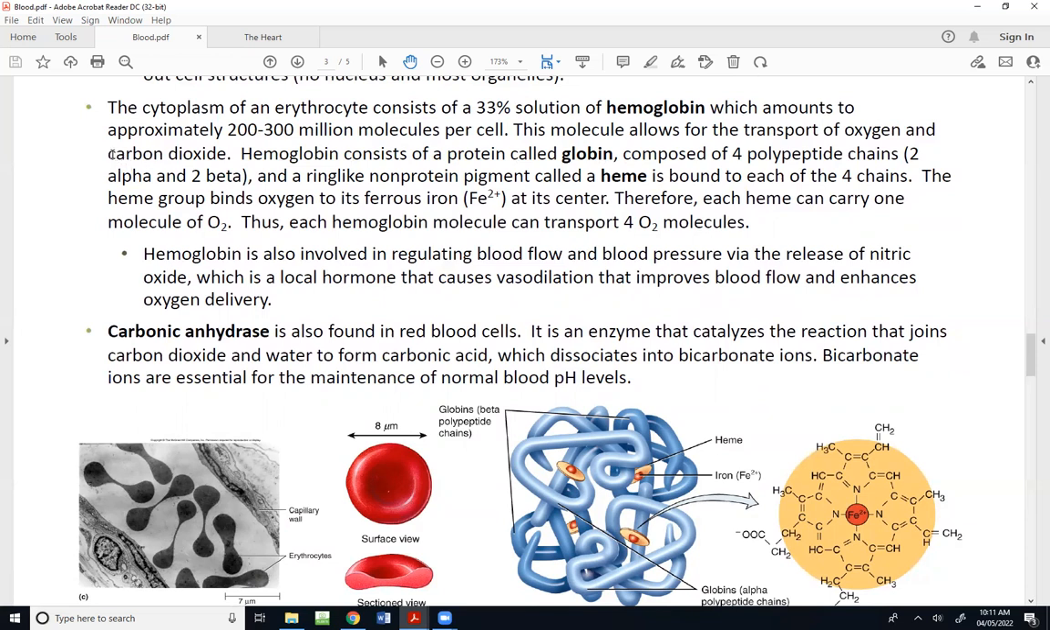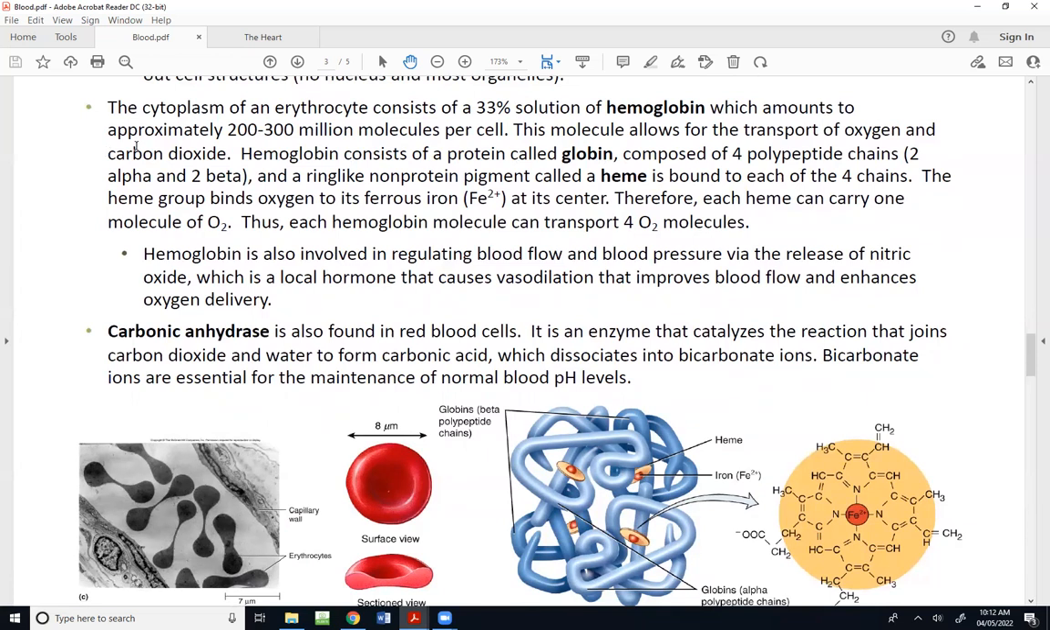Okay? It carries about 98% of the oxygen in our bloodstream. Okay? It doesn't combine with carbon dioxide and carry it as predominantly, only like 23% of your CO2 binds to hemoglobin, but it does carry carbon dioxide.